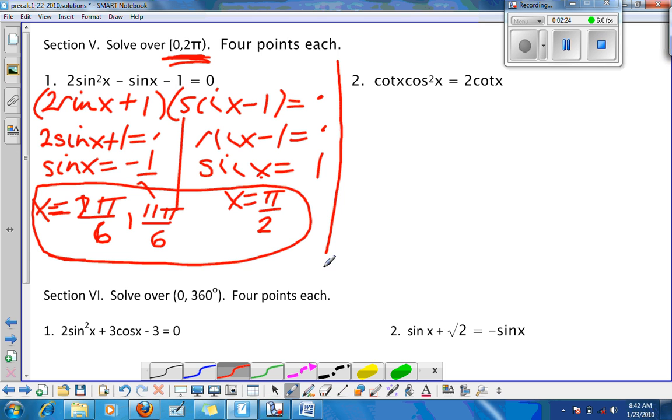Number 2. I asked you during the test to change this, get rid of that 2. So let's just take that off. It's tempting to cancel the cotangent. We can't do that because remember when we cancel with a variable, we lose some of our solutions. So I'm going to bring this cotangent to the other side so that I get the cotangent of x times the cosine squared of x minus the cotangent of x equals 0.